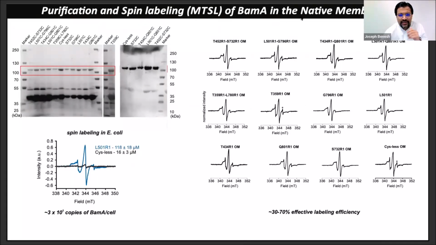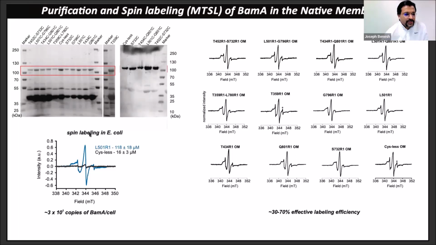So as I showed earlier for the BtuB, here also we went on for purification and spin labeling of BamA directly in the native membranes. So here you can see an SDS-PAGE of the BamA double cysteine or single cysteine variants. This is the band corresponding to BamA. As expected, there are other proteins because this is a native membrane preparation. And we further confirmed the presence of BamA by Western blotting for some of the variants, as you can see here. So a key question when you go for performing such experiments in the native membranes is the expression level of the protein.